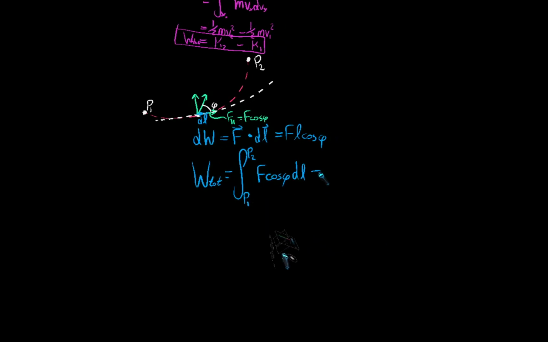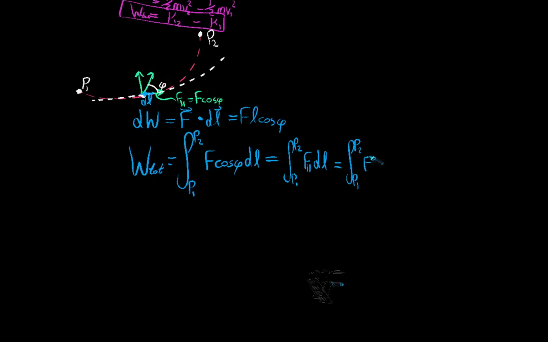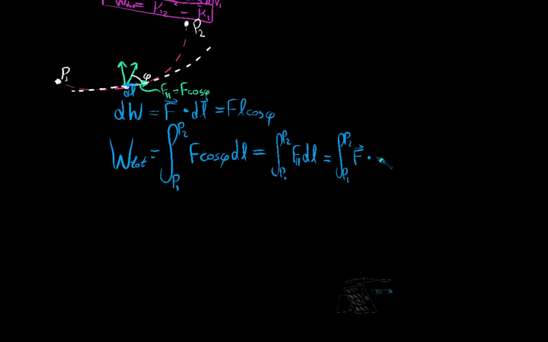Which is equal to the integral from P1 to P2 of F parallel, the component of force that's in the parallel direction to the path, dl, which is the integral P1 to P2 of F dot, or scalar multiplied by dl. So what did we do? It seems kind of circular, but what did we do here?